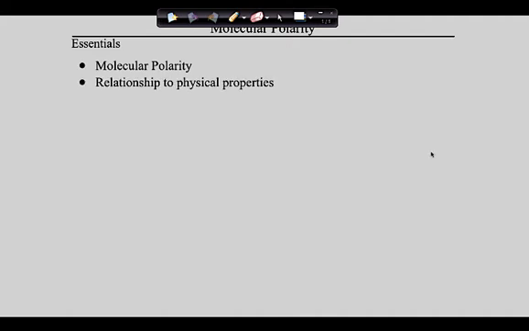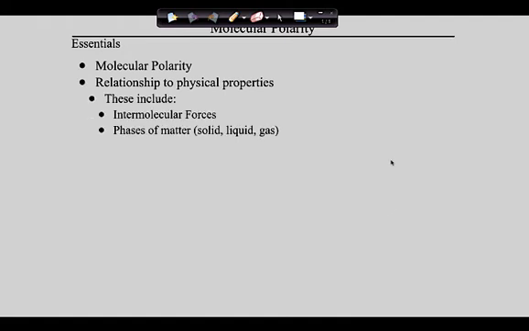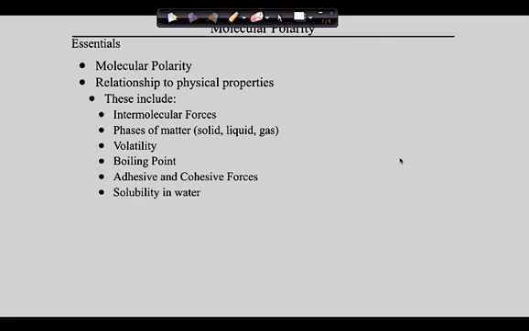And then you also need to be able to relate polarity to the following physical properties. So you need to be able to figure out how polarity indicates intermolecular forces, the phase of matter that a substance will be in, whether it be a solid, liquid, or gas, whether that substance is volatile, which means that it evaporates easily, the temperature at which it would boil, the strength of its adhesive and cohesive forces, and then also whether or not that substance will dissolve in water.